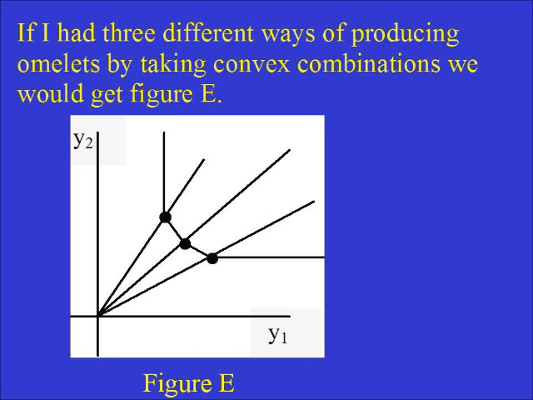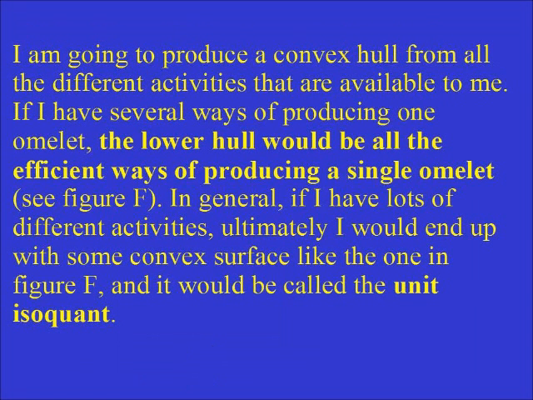Now, if I had 3 different ways of producing omelets by taking the convex combination, I would get figure E below. Note it's starting to look a lot like a convex set, much like our indifference curves. I'm going to produce a convex hull from all the different activities that are available to me. If I have several ways of producing that one omelet, the lower hull would be the most efficient way of producing that single omelet. See figure F on the next slide.